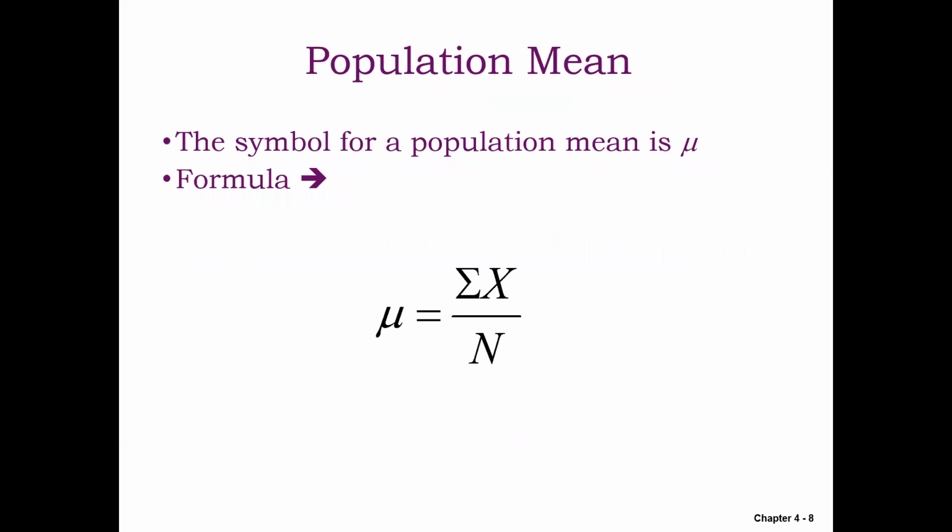All right, so we talked about in the first topic how we use Greek letters to denote population parameters. So the population mean is denoted with the Greek lowercase letter mu. The formula is the same as the formula for a sample mean, which is just add up all the values and then divide by the total number of values.